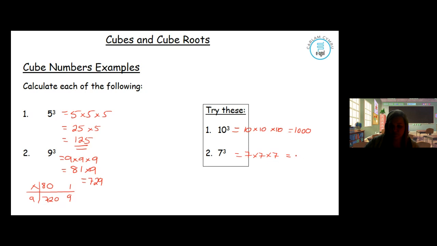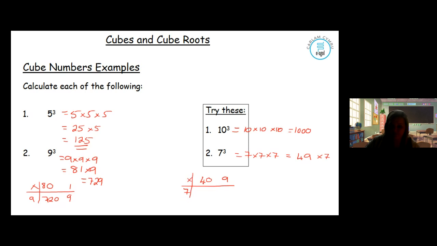7 times 7 is 49. And then I need to multiply that by another 7. So I'm going to do a very similar method to what I did over on the left-hand side. I'm going to split the 49 into tens and units, and I'm going to create a multiplication grid that I'm going to fill in.